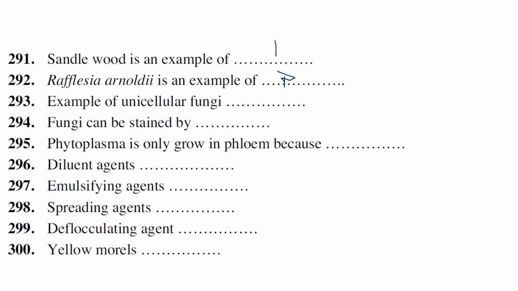Example of unicellular fungi. The majority of fungi are multicellular, but yeast is generally considered unicellular. Fungal cells can be stained by lactophenol cotton blue. Lactophenol cotton blue is generally recommended for staining.